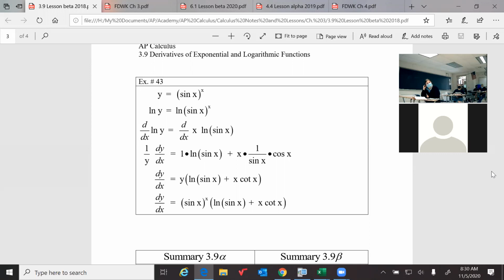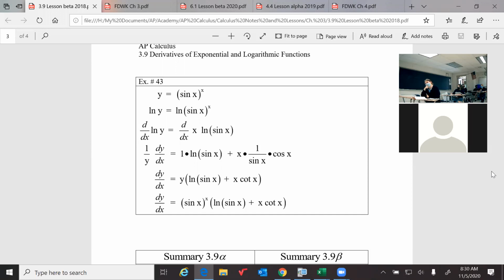So you have this times this plus, sorry, derivative of this times this plus this times the derivative of ln sine x, which is 1 over mu d mu. 1 over sine x times the derivative of sine, which is cosine. Cosine over sine is cotangent. And then right here, from here to here, we just rewrote what y is equal to. Y equals sine x caret x.